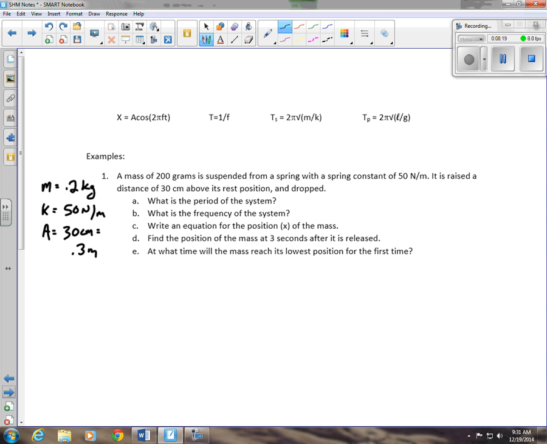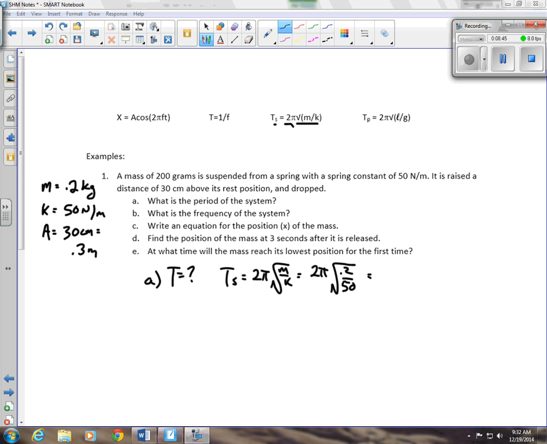And then in part A, it says what is the period of the system. So part A, we look at the period. Now this is a spring, so we're going to use this right here. The period of the spring is 2 pi square root m over k. 2 pi times the square root. The mass was 0.2, and k was 50, and that's going to give me a value of 0.397.